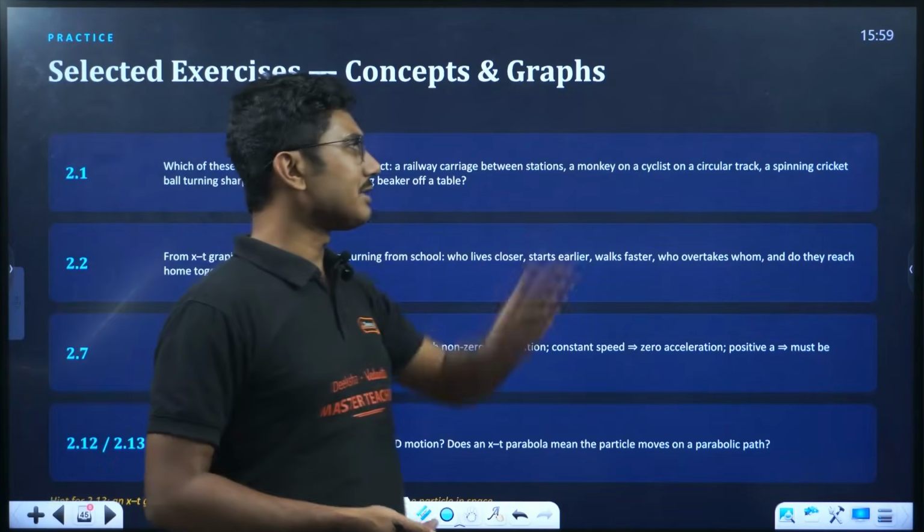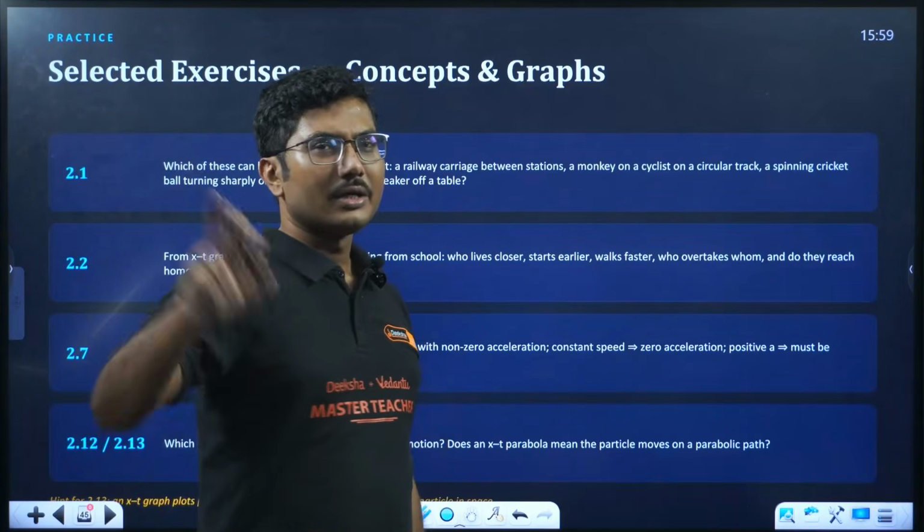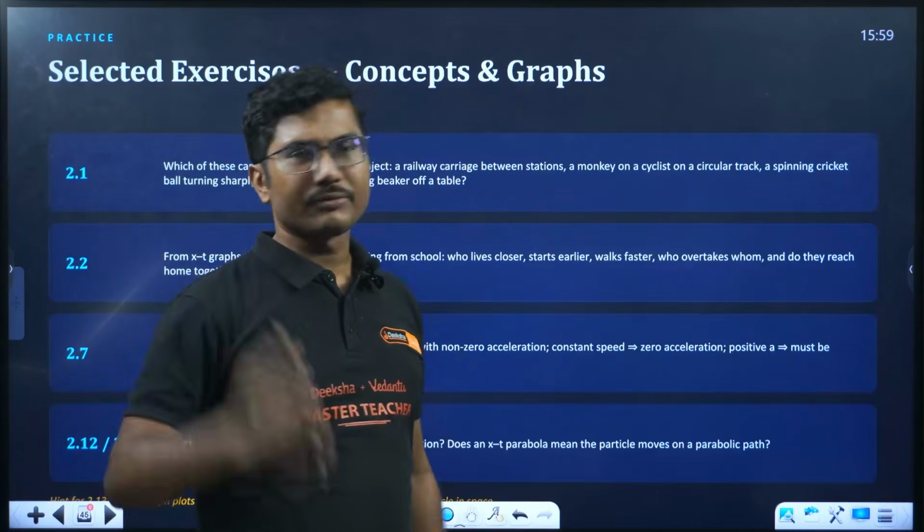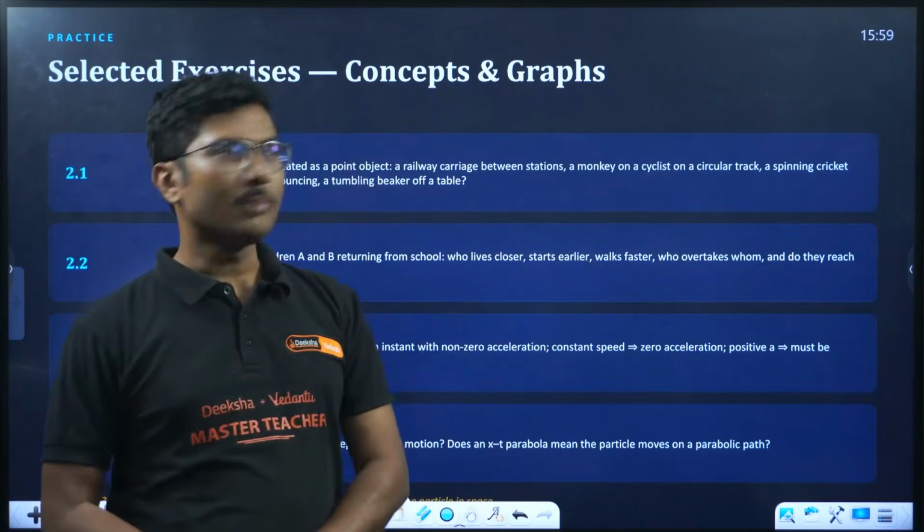A monkey on a cyclist on a circular track: if the track is long enough, you can consider that monkey is also a point object.